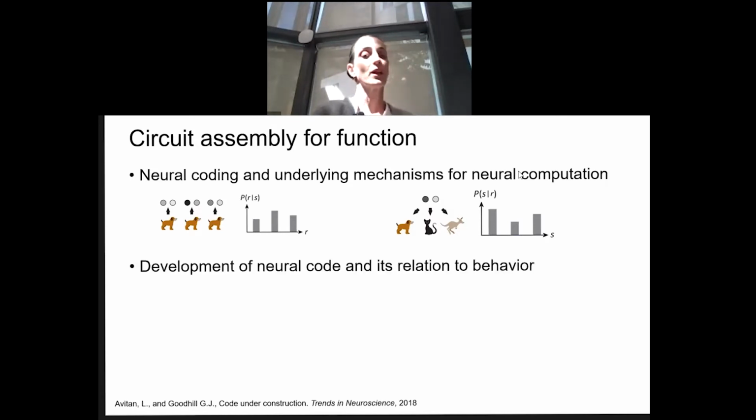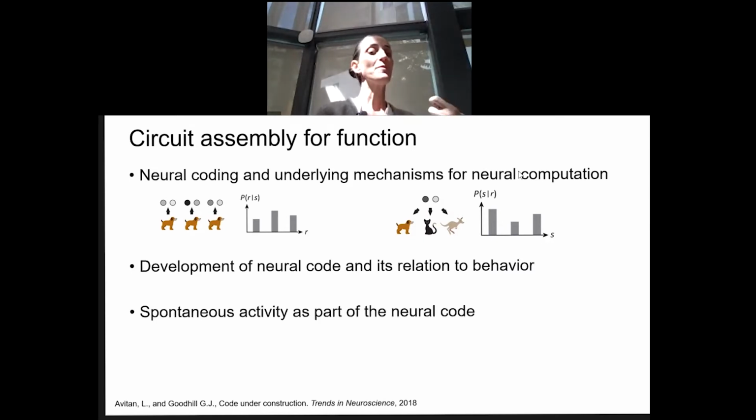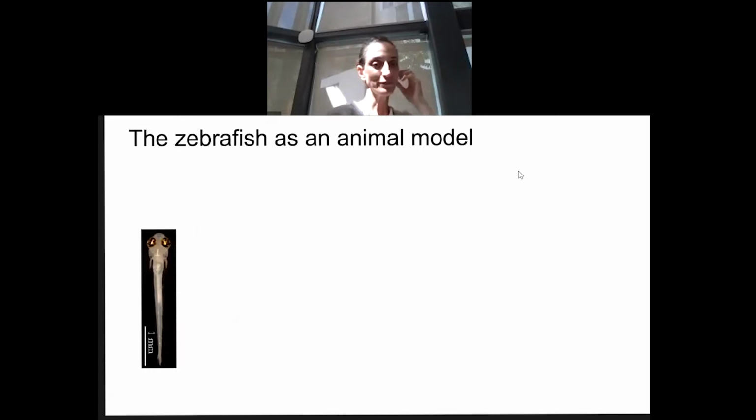Okay, and what we will see today is how this code is actually developing, and something to do with the fact that the brain is also active when nothing is really being shown to the animal. So in order to address these questions, especially if you want to look at something over development and to look at the neurons at the very detailed level, one has to go to an animal. And today I'm going to show you this friend.